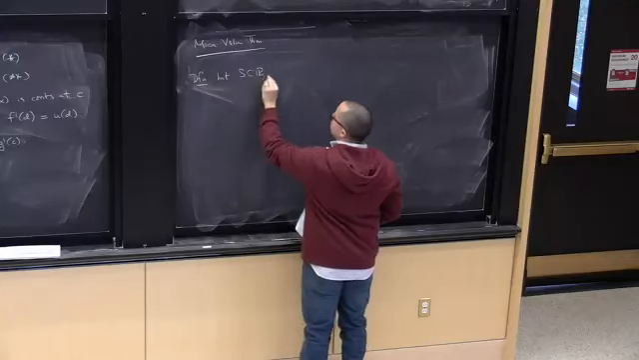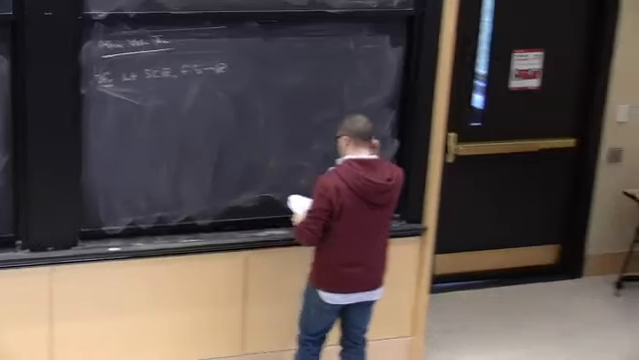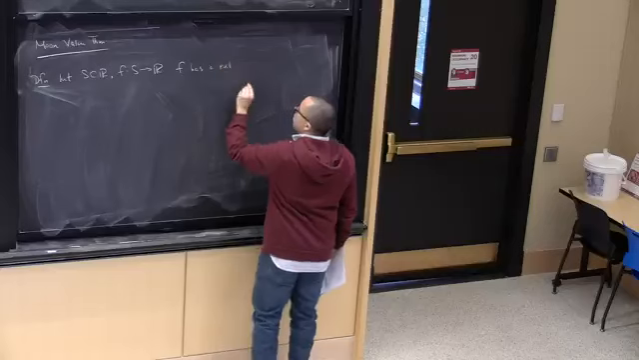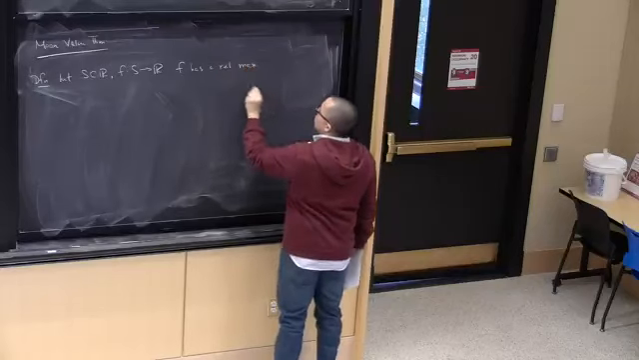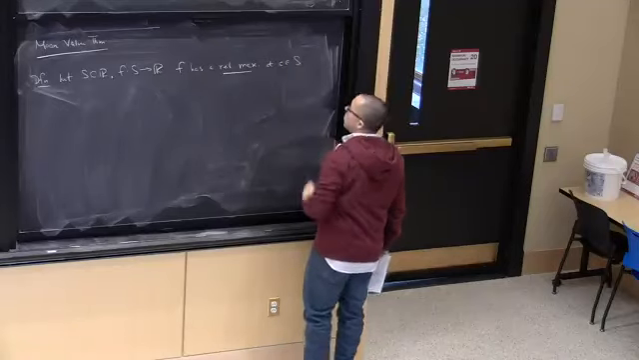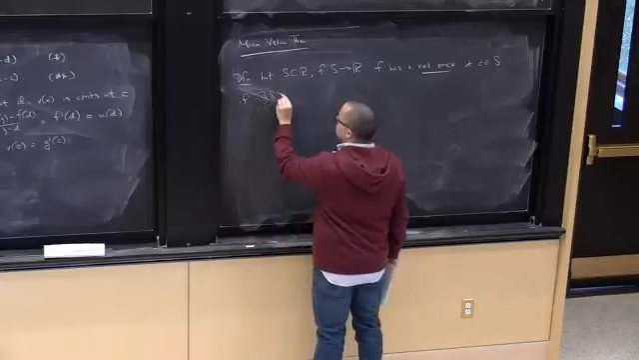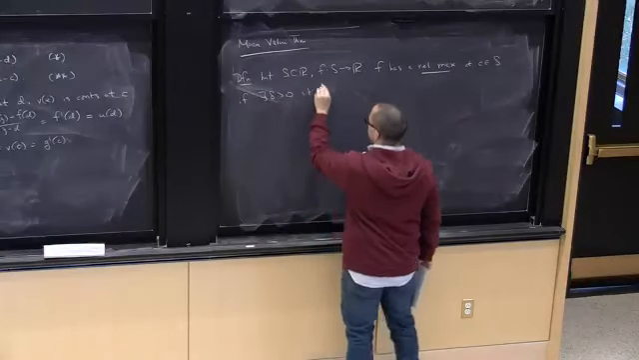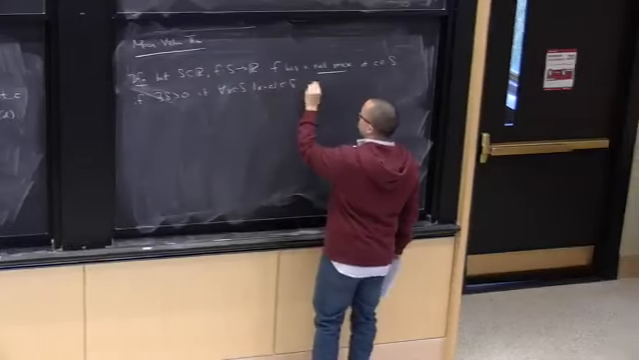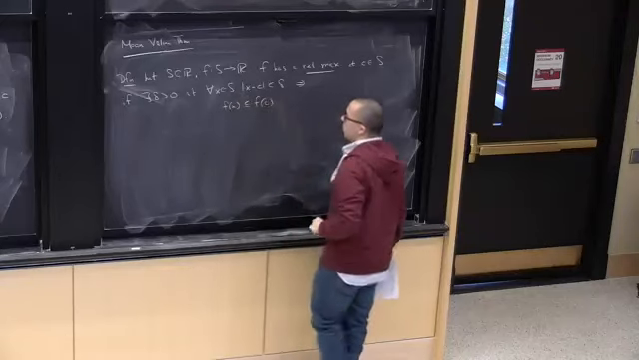Let S be a subset of R. F be a function from S to R. Say f has a relative max at c in S if there exists a delta positive such that for all x in S, if |x minus c| is less than delta, then f of x is less than or equal to f of c.